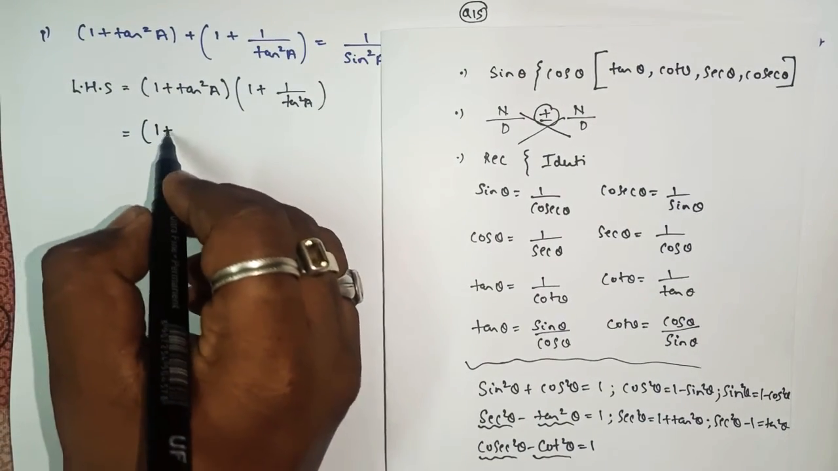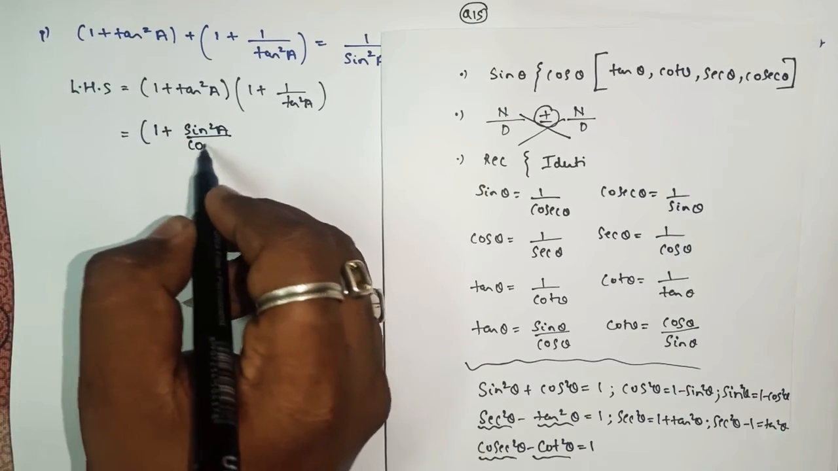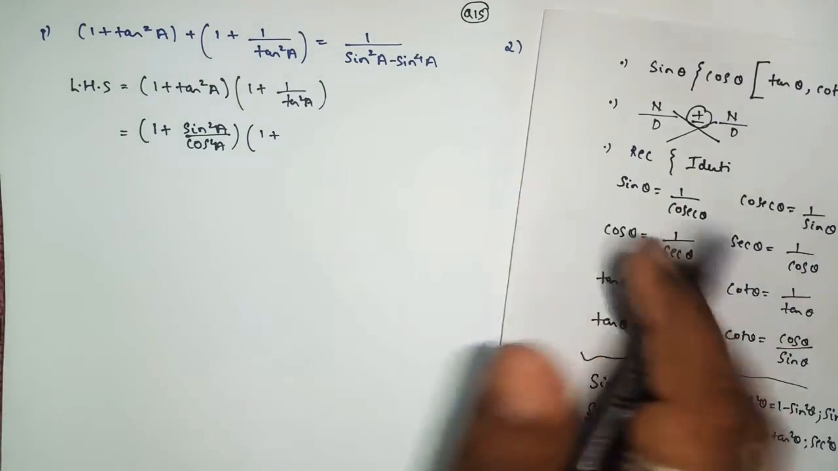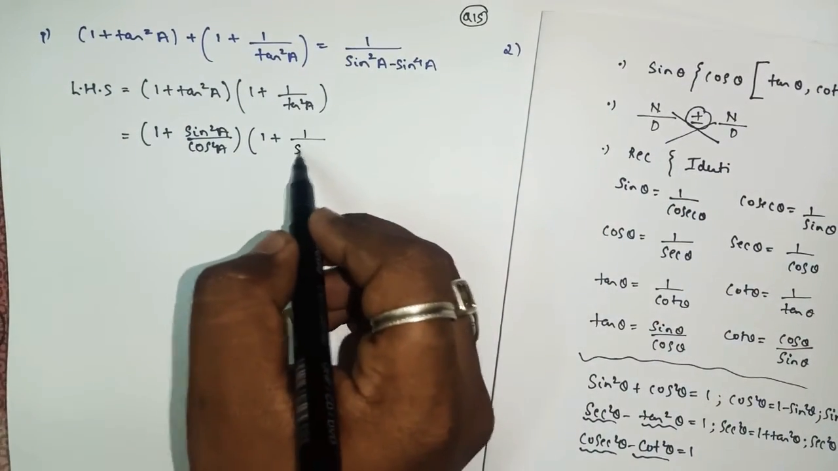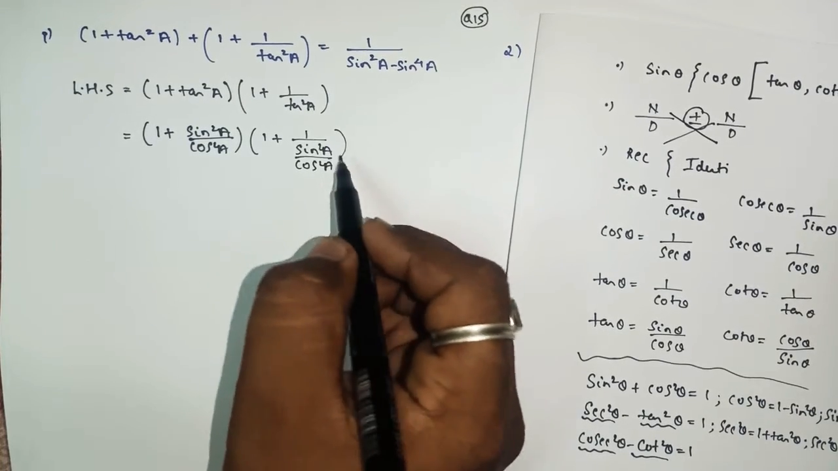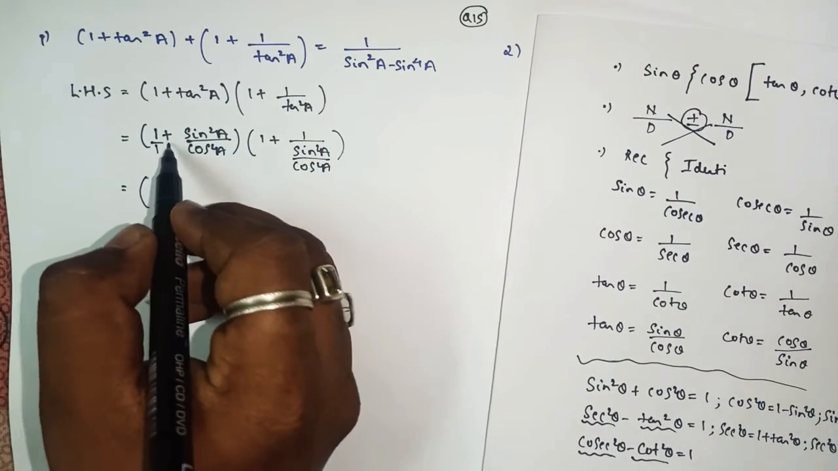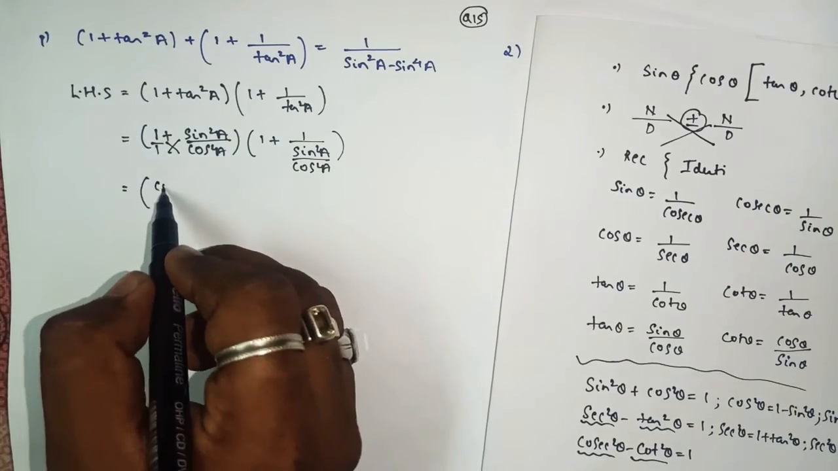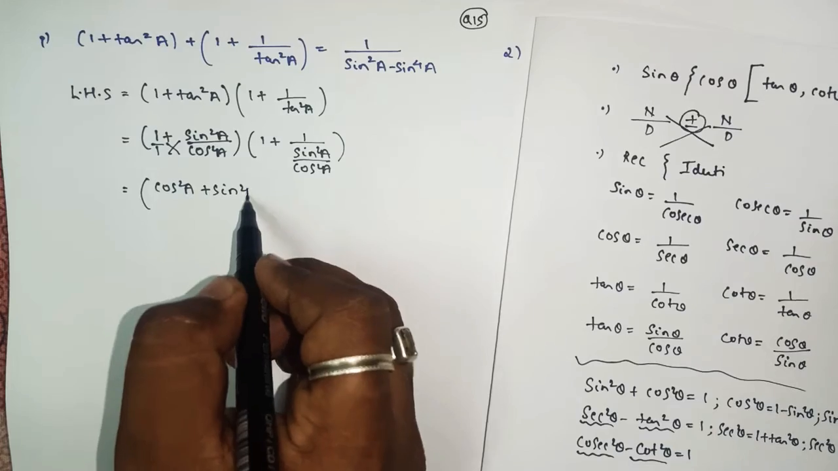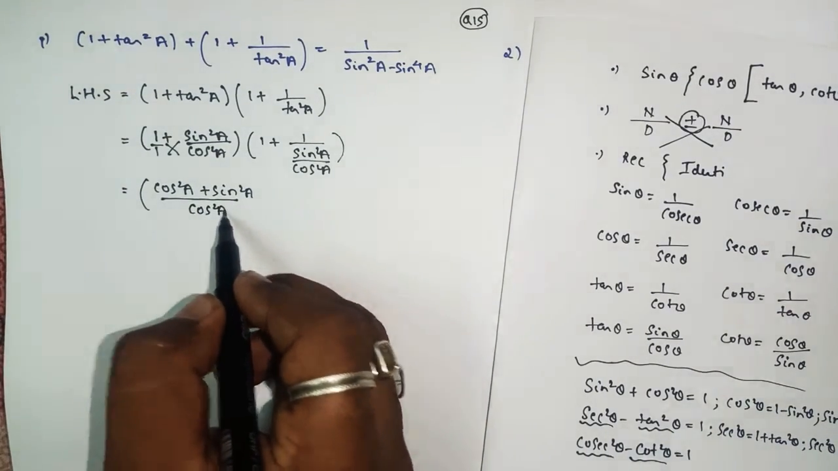So we'll convert this tan square a as sine square a upon cos square a. Here also, tan square a we can write as sine square a upon cos square a. Here nothing is there, so we can write as 1. Cross it, so here you will get what? Cos square a plus sine square a upon cos square a.